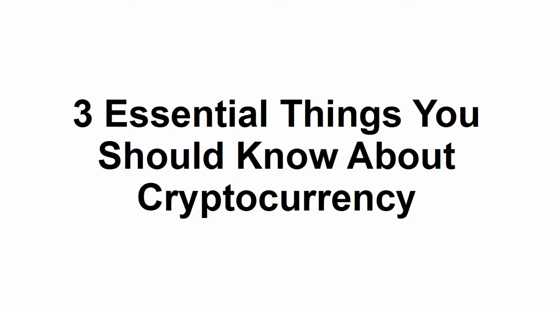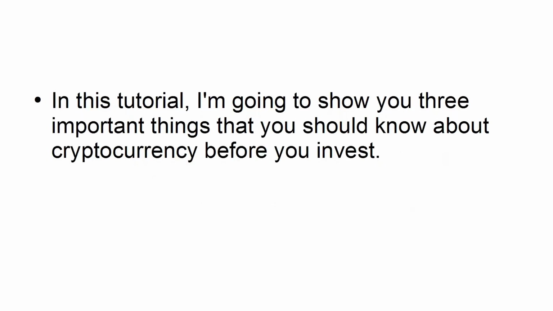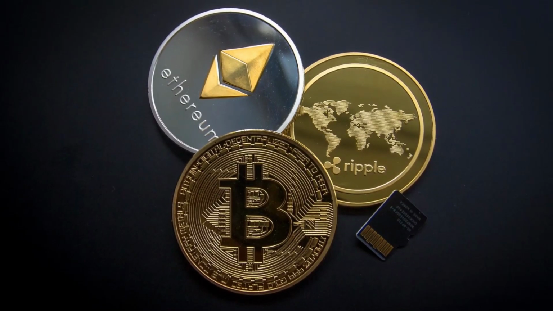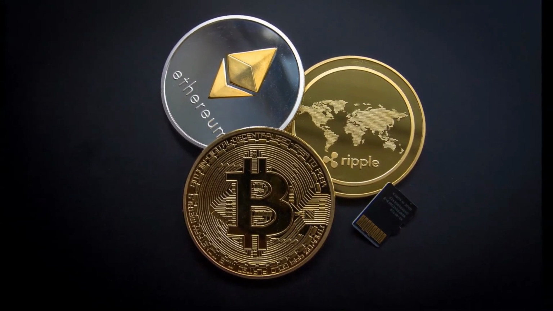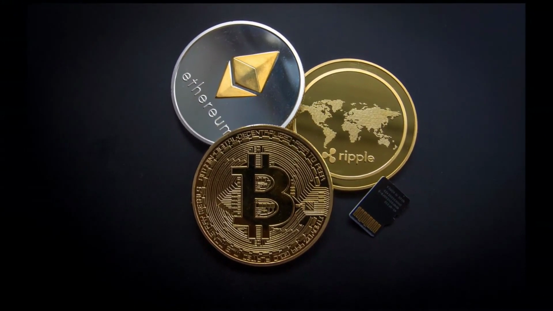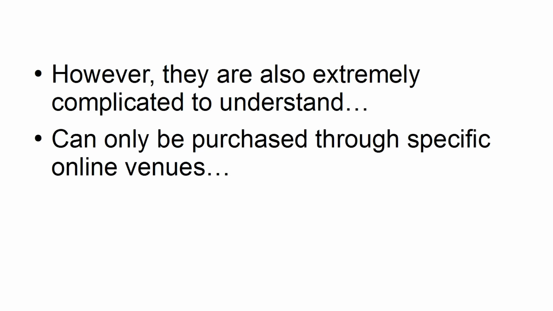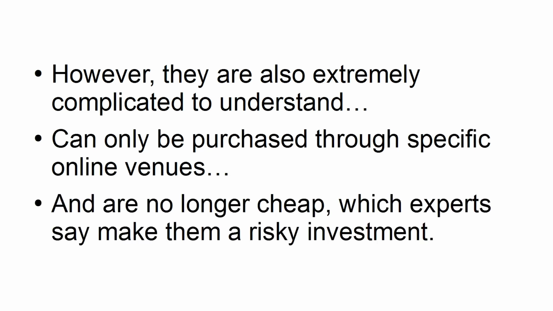3 essential things you should know about cryptocurrency. In this tutorial, I'm going to show you 3 important things that you should know about cryptocurrency before you invest. Digital currencies, unlike many other investments, are incredibly complex and risky. Cryptocurrencies like Bitcoin and Ethereum are intriguing because they are unregulated by governments, have limited supply, and offer privacy in financial transactions. However, they are also extremely complicated to understand, can only be purchased through specific online venues, and are no longer cheap, which experts say make them a risky investment.